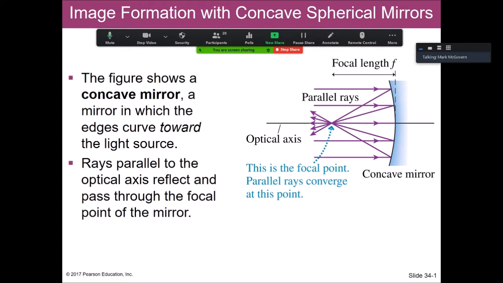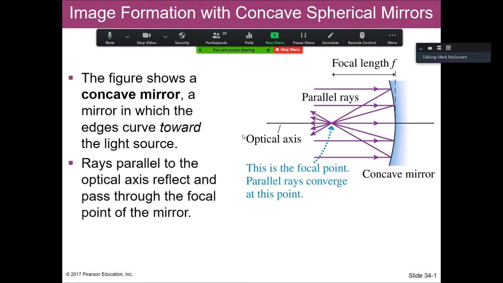Two types of mirrors we're going to talk about today: concave mirrors and convex mirrors. When we describe a mirror as being concave, that means the edges curve out toward the light source. As you look at the mirror, it's going to open up toward you. That's the way I like to say it.